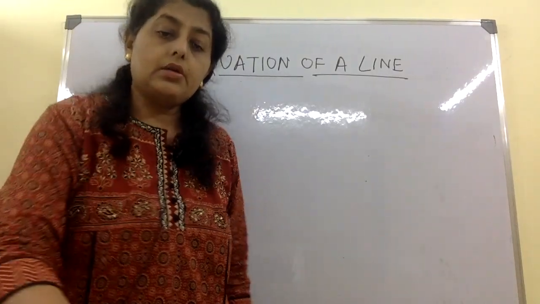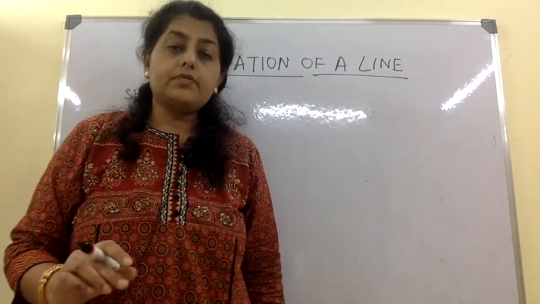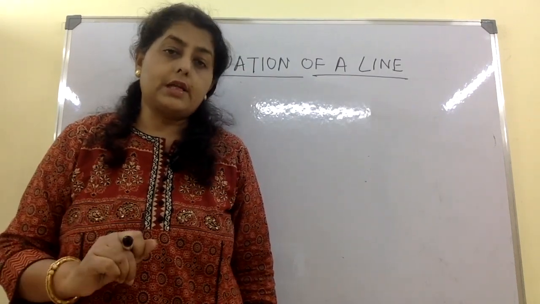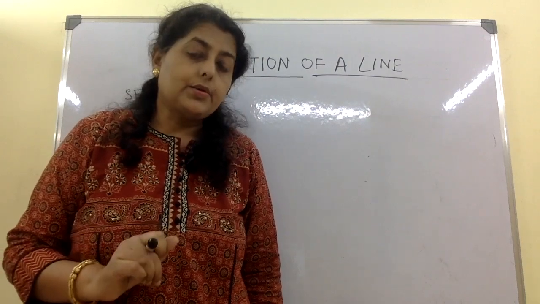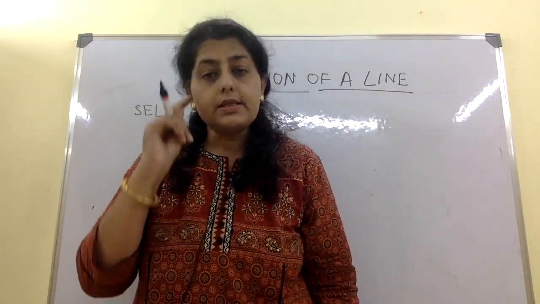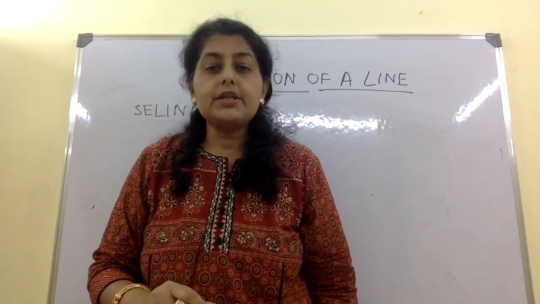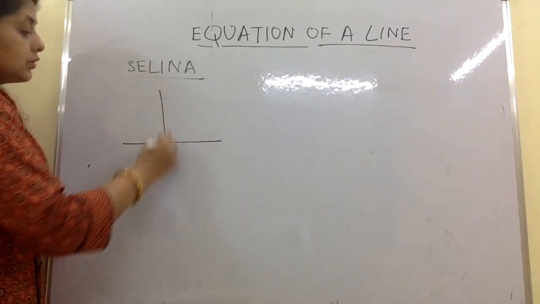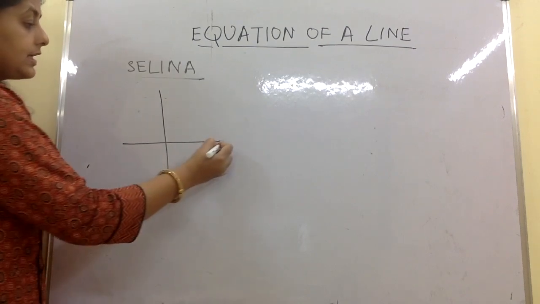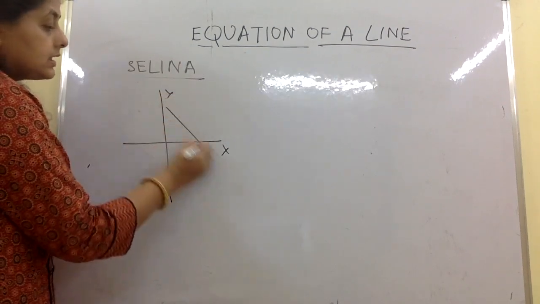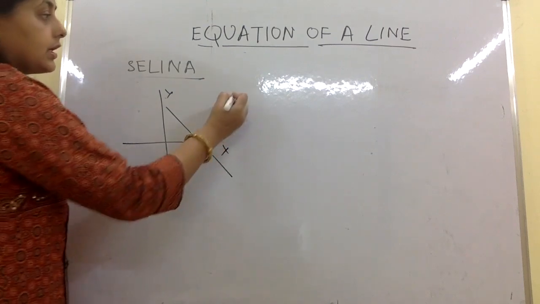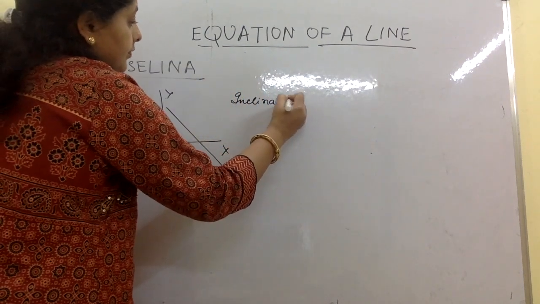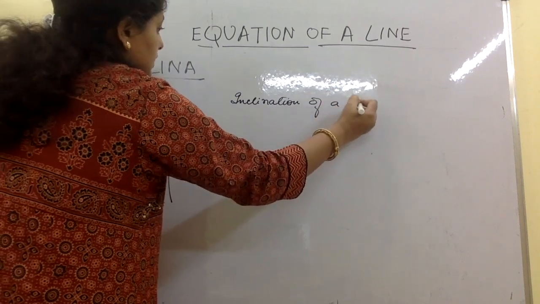Now the next part of the topic that I am going to take up is that of inclination of a line or slope of a line. So let us first understand what inclination of a line is. Now if I have the coordinate axis like this, x and y axis, then if a line is passing like this, we are going to do inclination of a line.